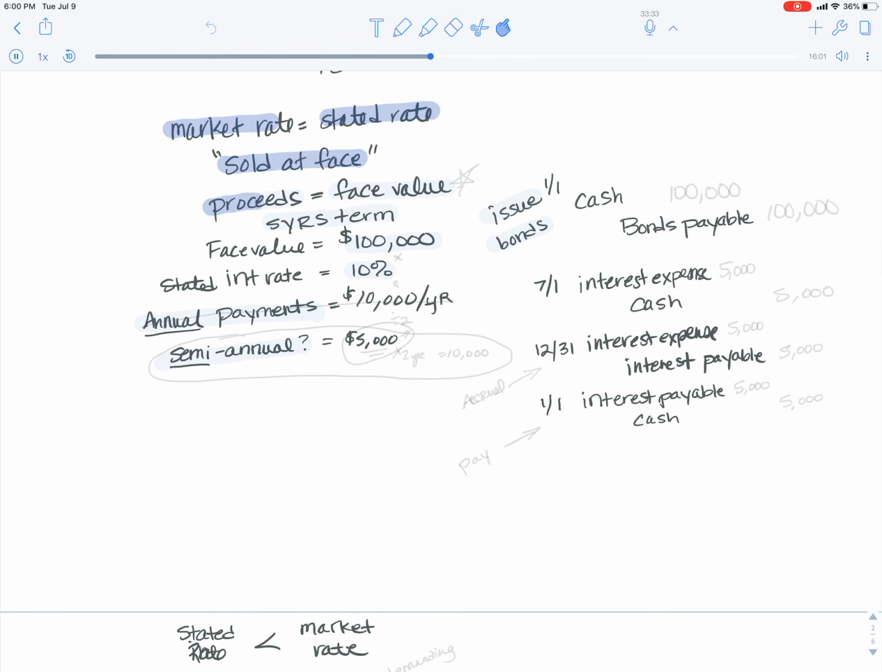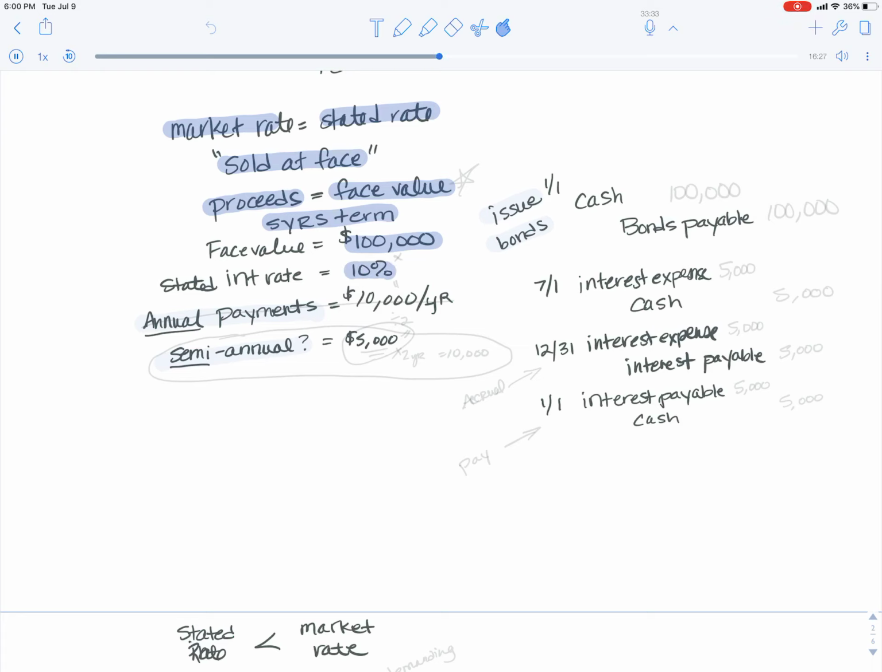That means the amount of proceeds we get from our bondholders is the same as the face amount of the bond. Each bond is going to have a term. So in this example, let's say our bond has 5-year terms, so we're going to pay our bondholders back in 5 years. The face amount is $100,000. So that means they gave our company $100,000, and we promised to pay them back $100,000.